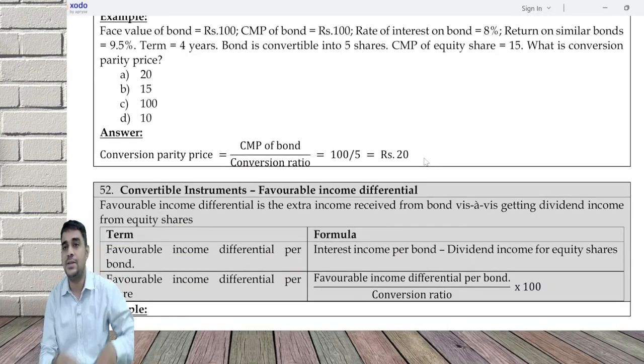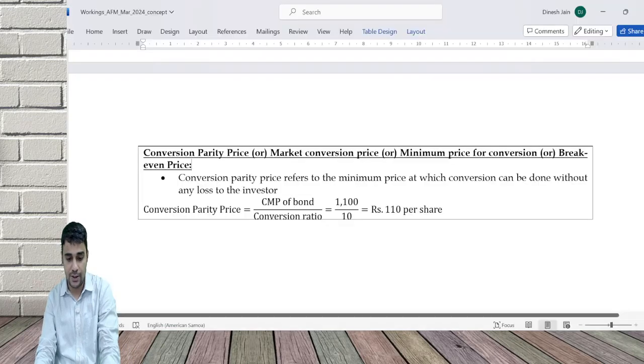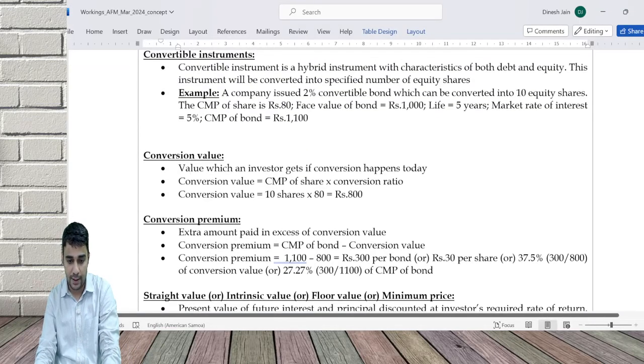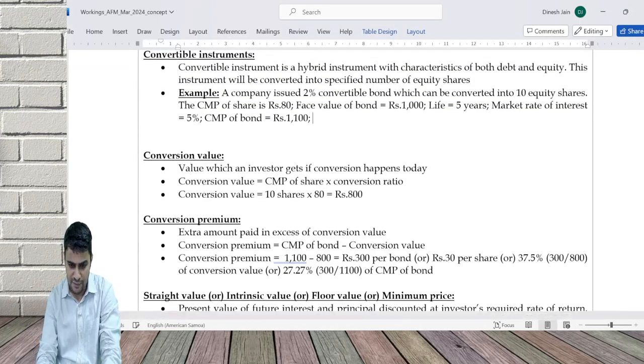Okay, next comes a term called favorable income differential. In the example, please go up and write dividend per share. I want this data also. Dividend per share, rupees. Just give me a minute.